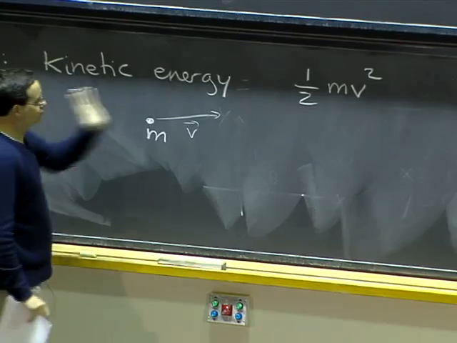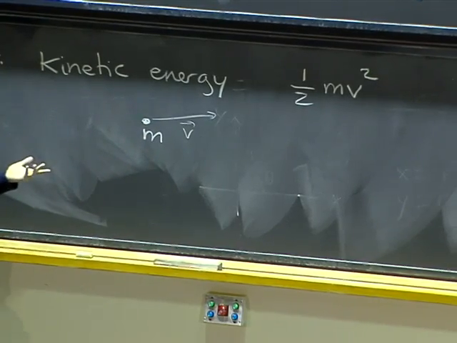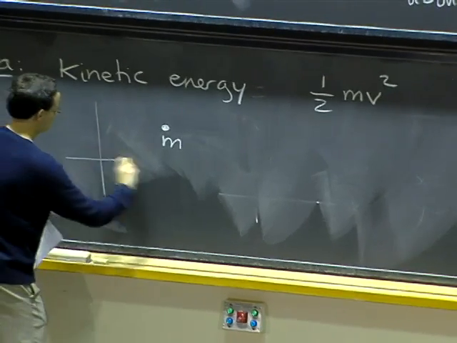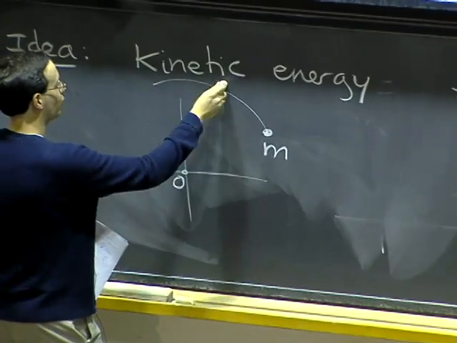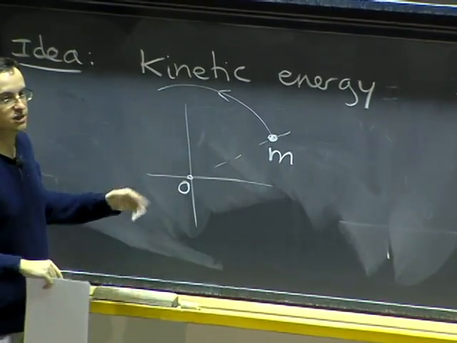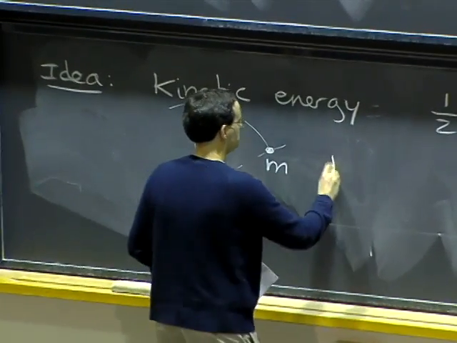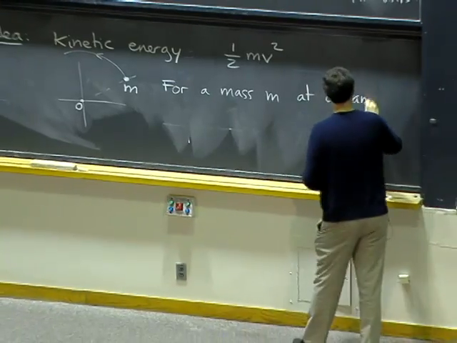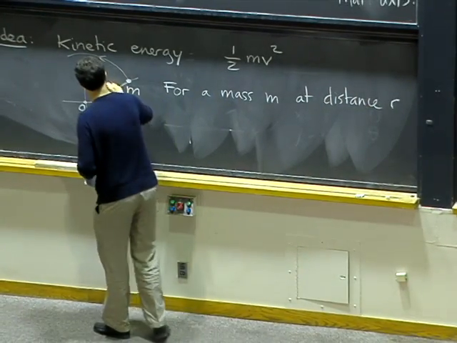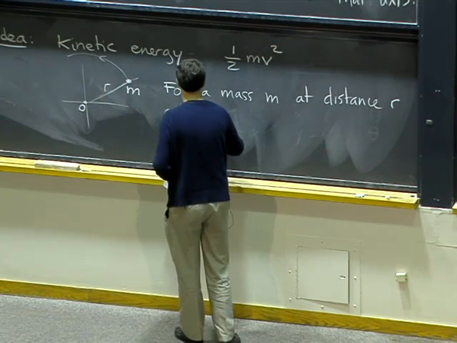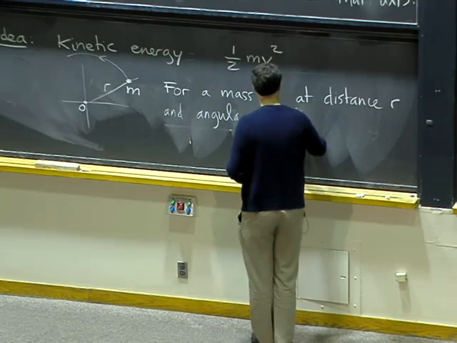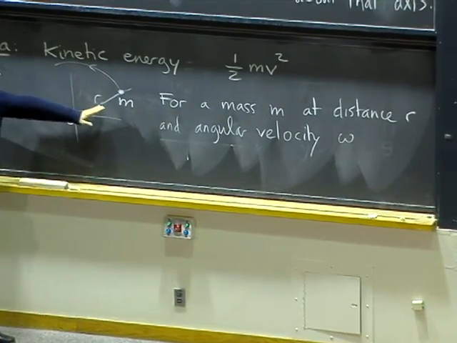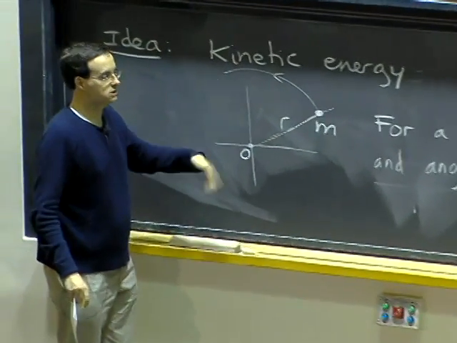Now let's say that instead of just trying to push this mass, I'm going to make it spin around something. Maybe I will have here the origin, and I'm trying to make it go around the origin in a circle at a certain angular velocity. So for a mass m at distance r, let's call r this distance, and angular velocity, let's call the angular velocity omega. I think that's what physicists call it. Remember, the angular velocity is just the rate of change of the angle over time. It's d theta dt, if you want.